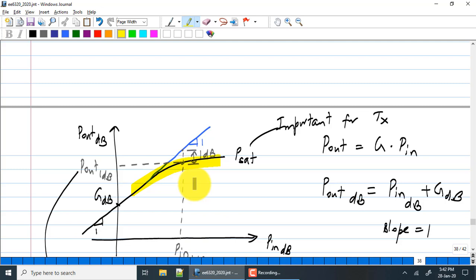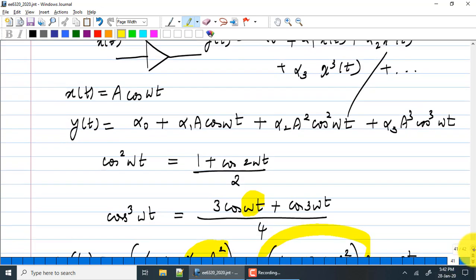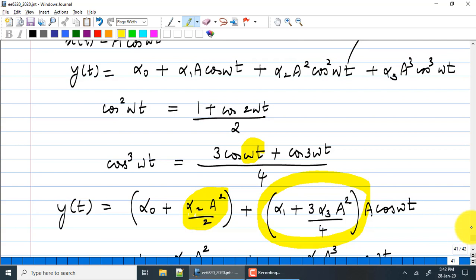So what does that mean also? It means the second thing. Look at the second term. The second term is 3 alpha 3 A squared by 4. That is always greater than 0. So normally, if you have compressive characteristics, you expect alpha 3 to be negative. Okay? Please note that.